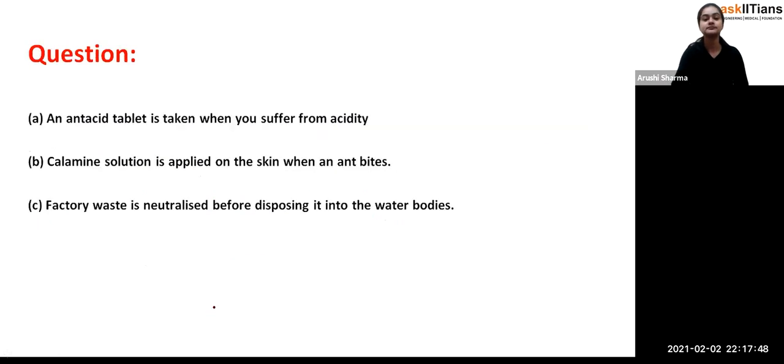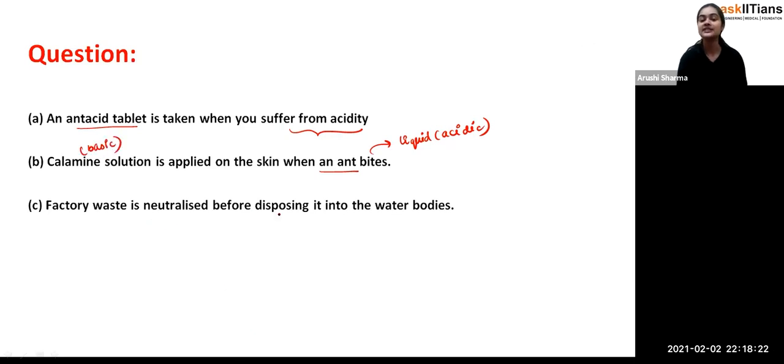Fine. Okay, so we have some questions. An antacid tablet is taken when you suffer from acidity. As we have already seen in the indigestion part, whenever the acidity increases, we have to take the antacid, so the neutralization will take place. Calamine solution is applied on the skin when an ant bites, because what an ant bite does is inject a liquid, and that liquid is acidic in nature. So to get relief from it, we use the calamine solution because it is basic in nature.